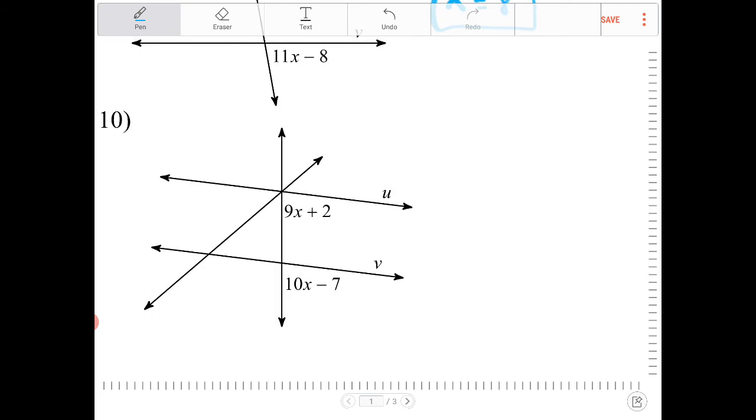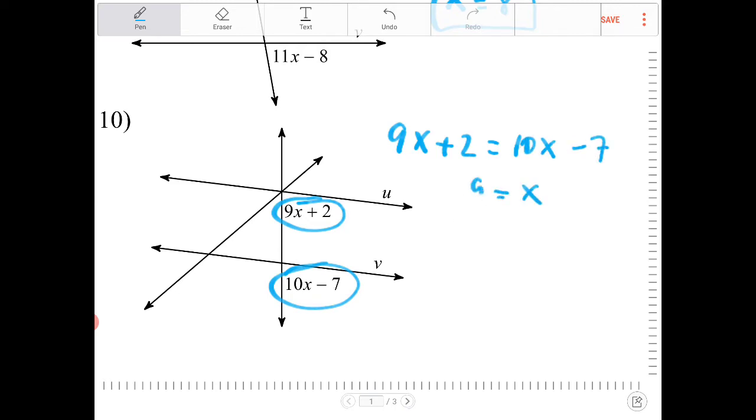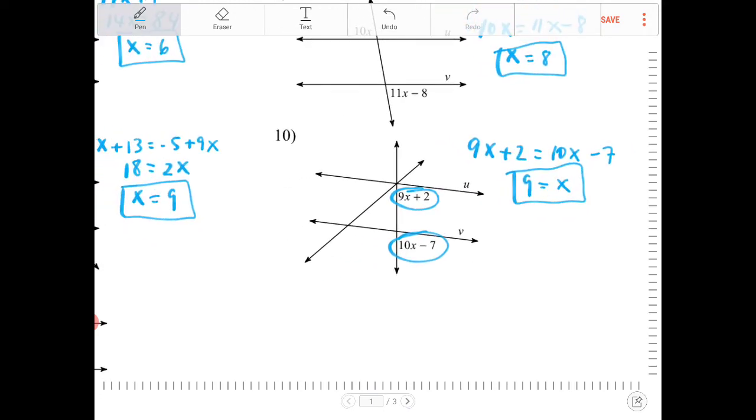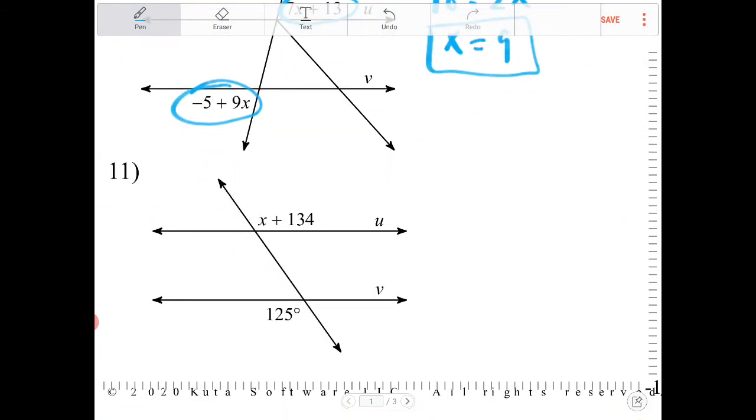Moving on to question 10. I have corresponding angles here. Corresponding angles are congruent, so 9x plus 2 is equal to 10x minus 7. So I end up with x equal to 9. Moving on, question number 11. These are alternate exterior angles, so 125 is equal to x plus 134. Therefore x is equal to negative 9.